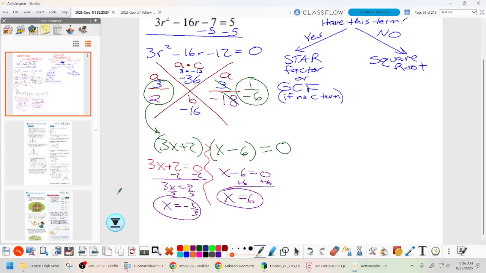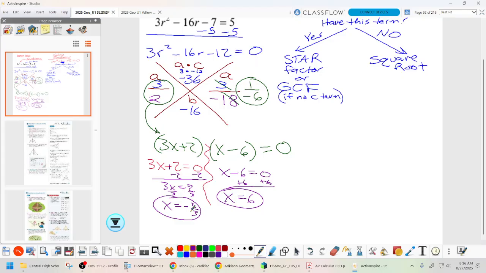Now, in geometry, the negative answer will often be one that we have to kick out because it will make a side length negative or an angle negative, which we can't have. So even though we solve for two answers in algebra, just keep an eye out for ones that don't work.